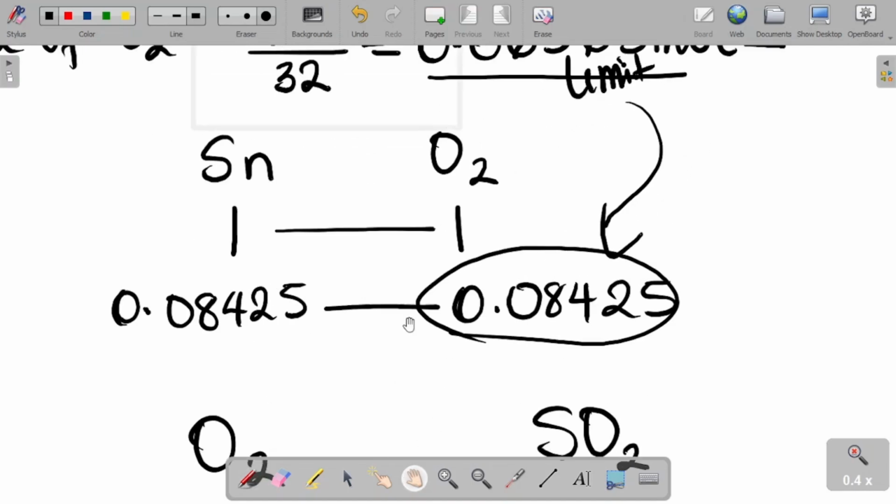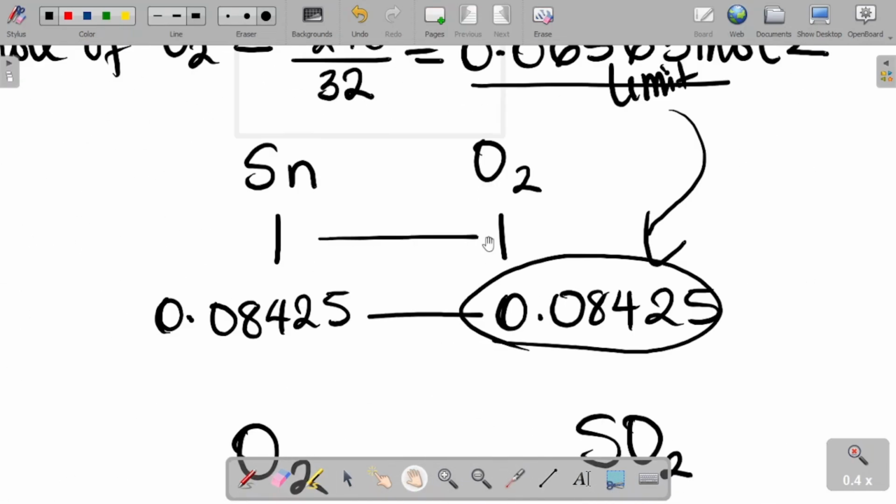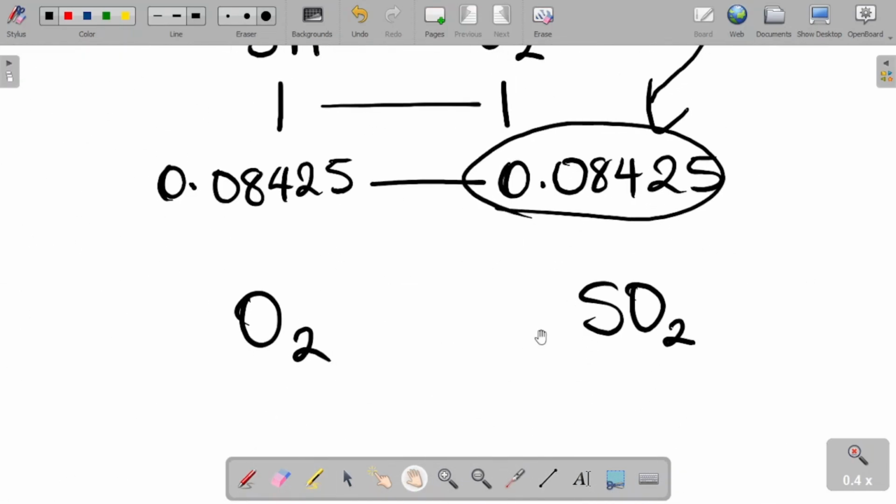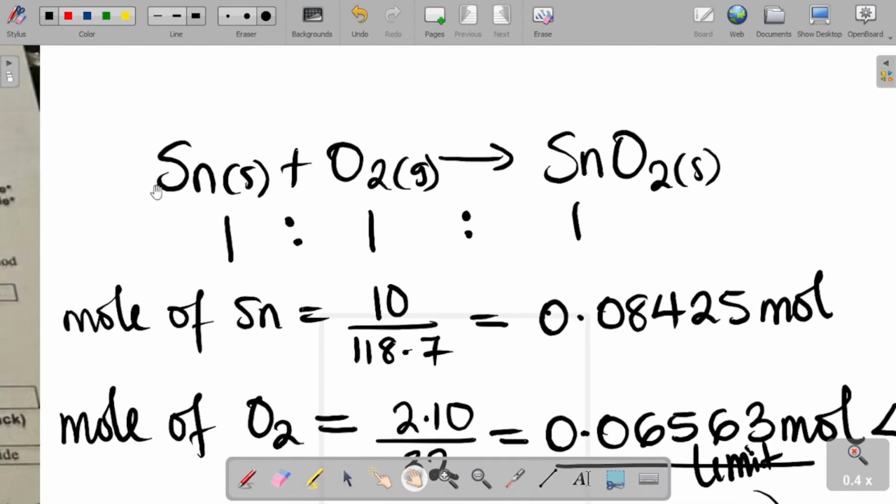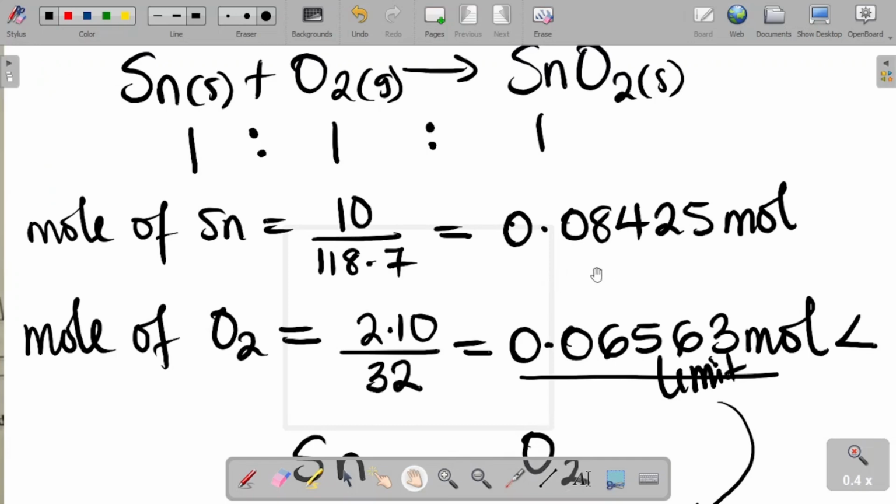So we're asked to find the number of molecules of tin(IV) oxide, that's this, but then we're given two masses, one for tin, one for oxygen. The task is simple. Look for which of them is the limiting reagent. And for you to get which is the limiting reagent, you first of all have to find the number of moles of each of them, which we've done here.